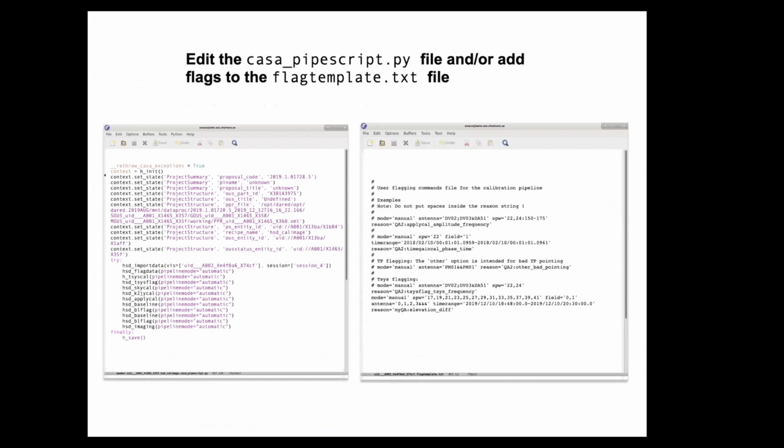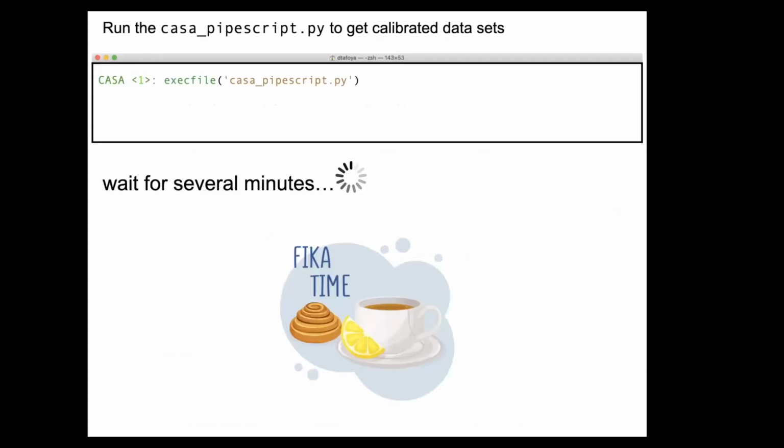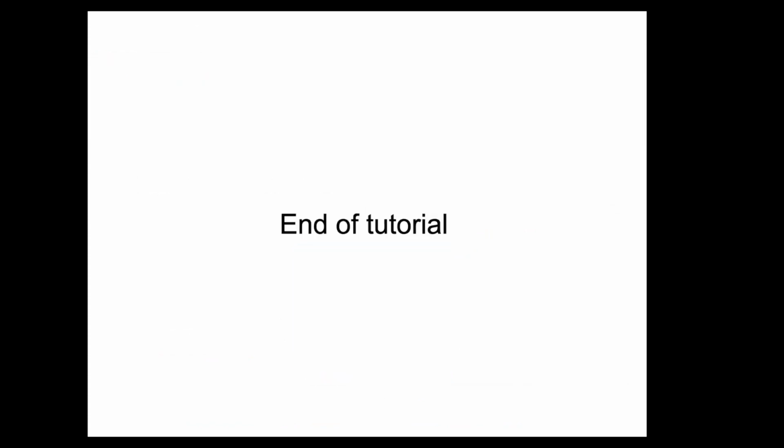You can add or remove tasks in the way that you want, and so on. You can add extra flags in your flag template .txt file. And once you do that, you save your files and you run it again within your CASA, and so on, until you get something that is acceptable for you. And this is sort of the basic idea, and this is the end of the tutorial.